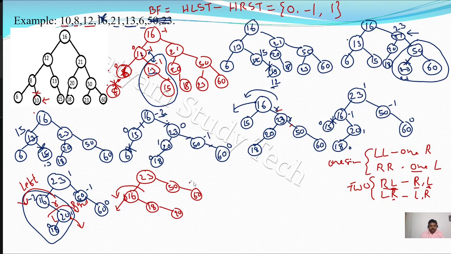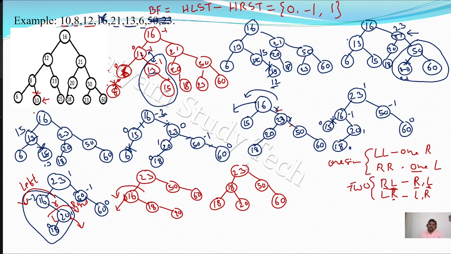Okay, now you can see 23 and 18 become the parent here. 18 is the parent of 16. 16 is the left of 18. Okay, it is 20 now. It is 20. Here it is 50. Right of 50 it is 60.